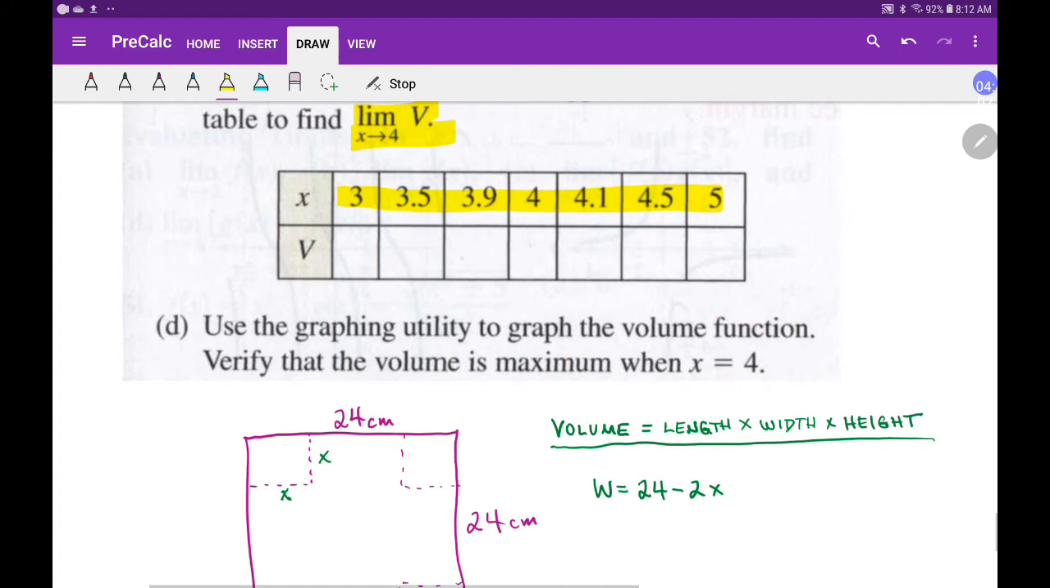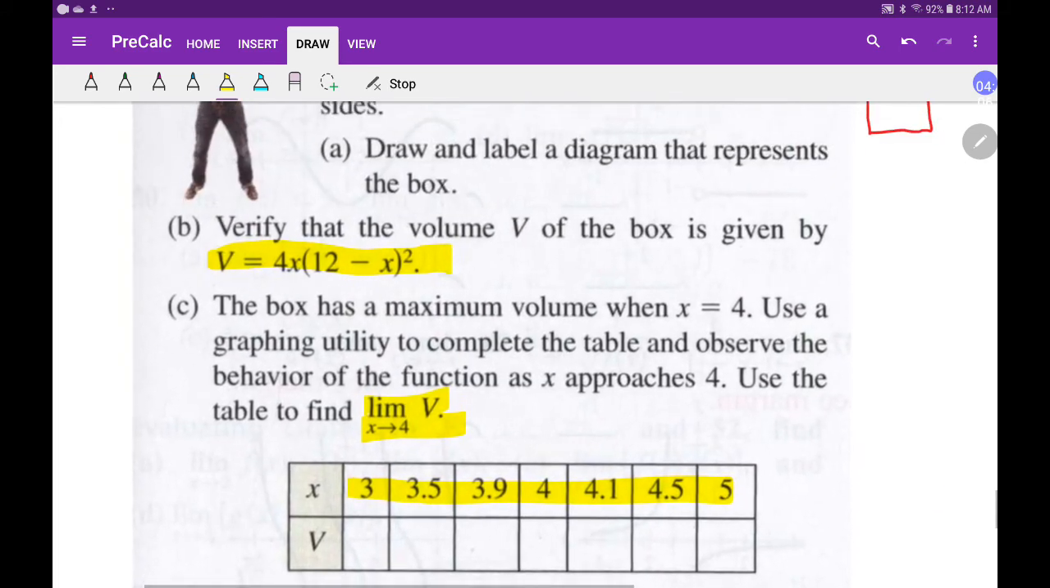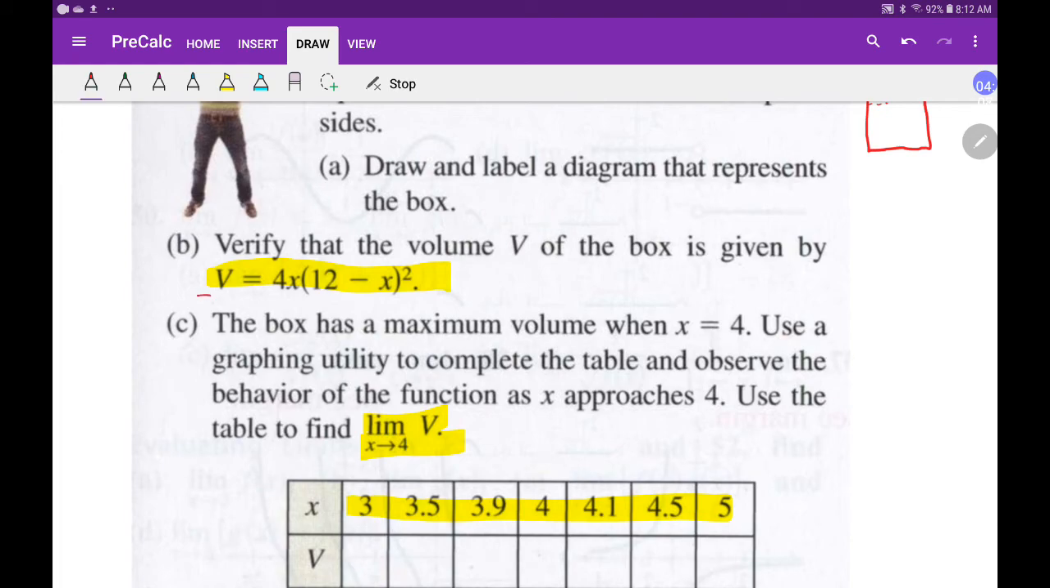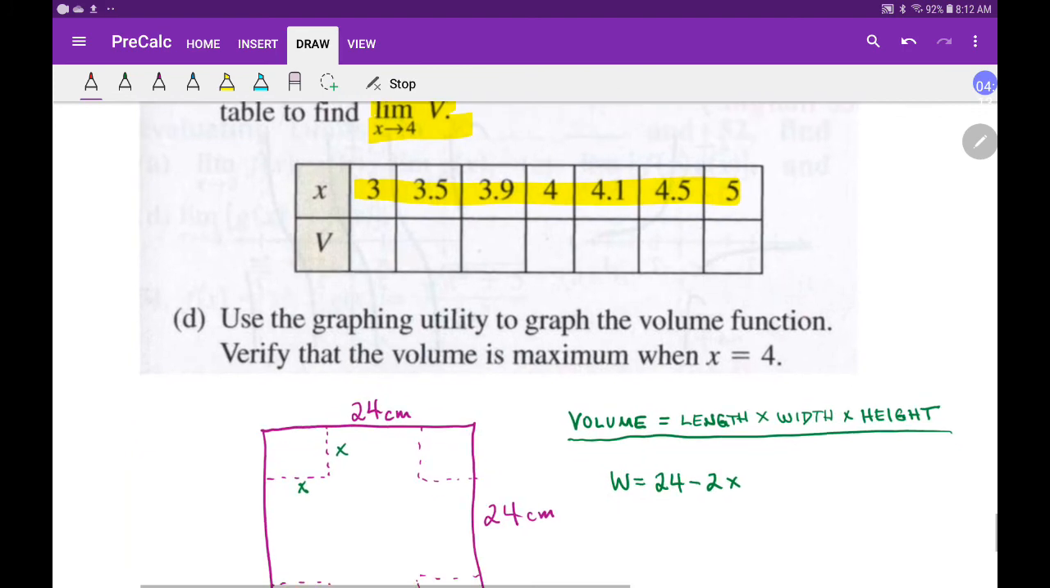And you can use a graphing utility to graph the volume function up here, this volume function that we found. And it should tell you the maximum. And it'll be verified. You'll see on your graph that that's true. So show me the algebra and give a little sketch of the graph. Thanks.